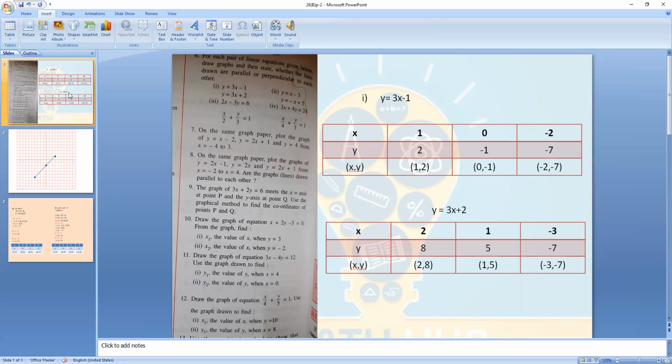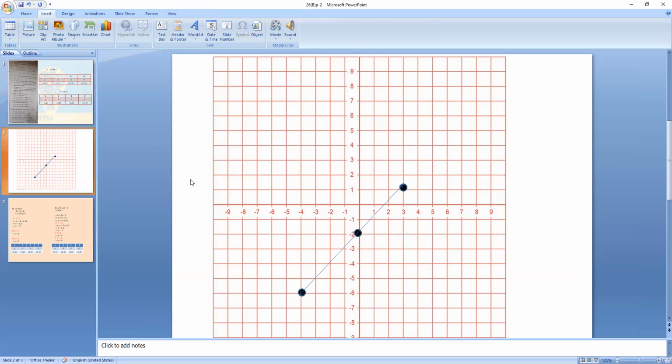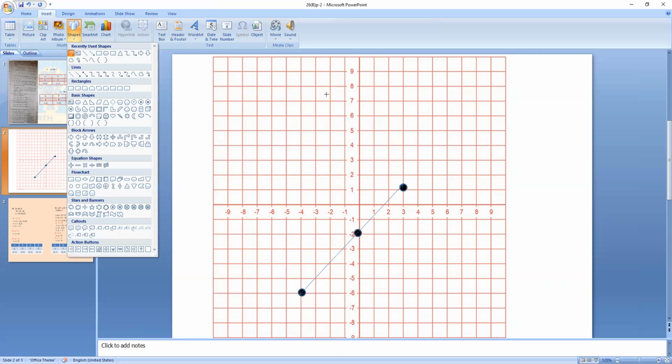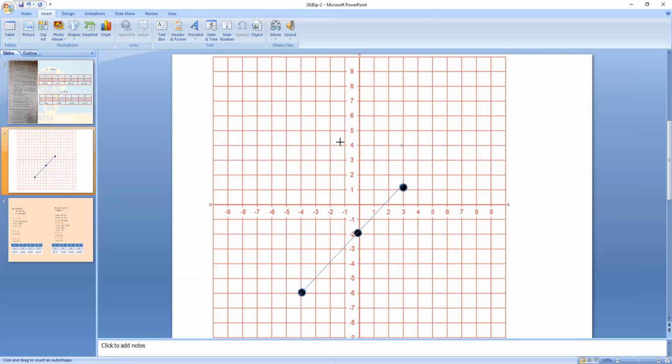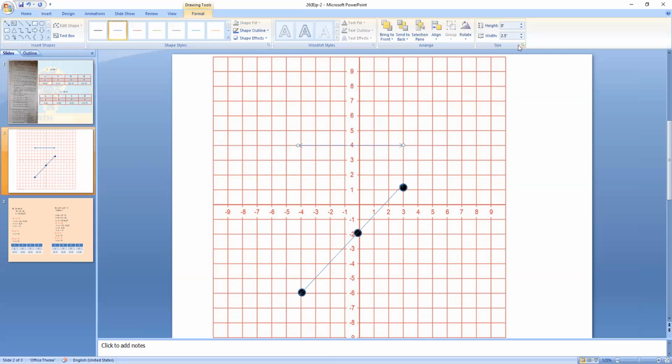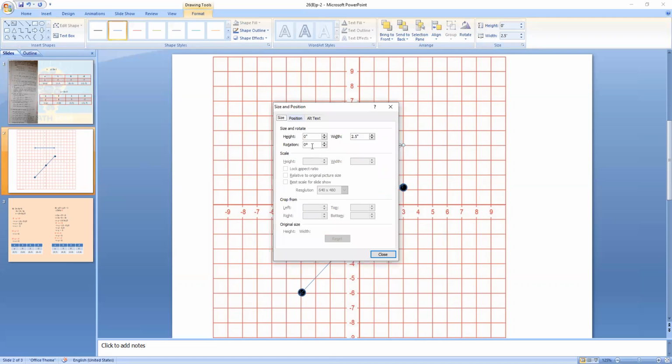Y equal to 4. So y equal to 4, you will get it like this, right? So y equal to 4 means it is parallel to the x-axis. So you will get a line like this from x equal to minus 4 to 3. From here to here only, we have to draw the line. Okay. See, I will show it clearly.